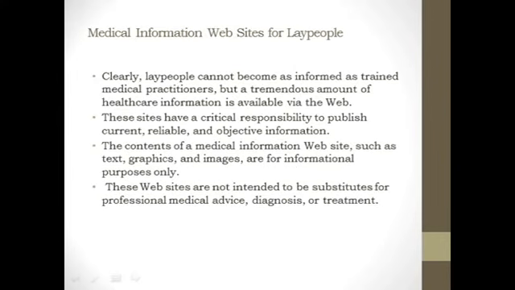Medical information websites for lay people. Clearly, lay people cannot become as informed as trained medical practitioners, but a tremendous amount of healthcare information is available via the web. These websites are not intended to be a substitute for professional medical advice, diagnosis, or treatment.